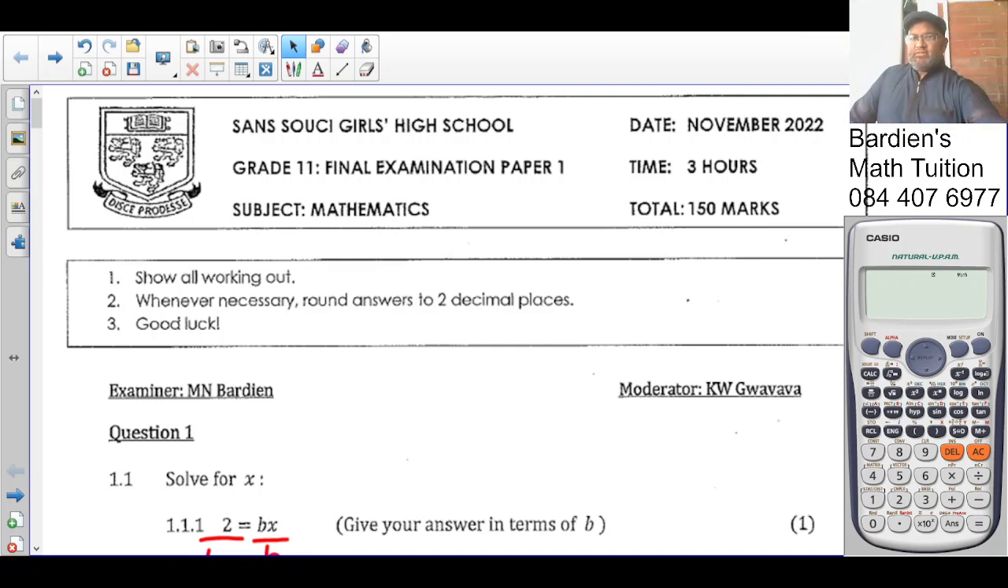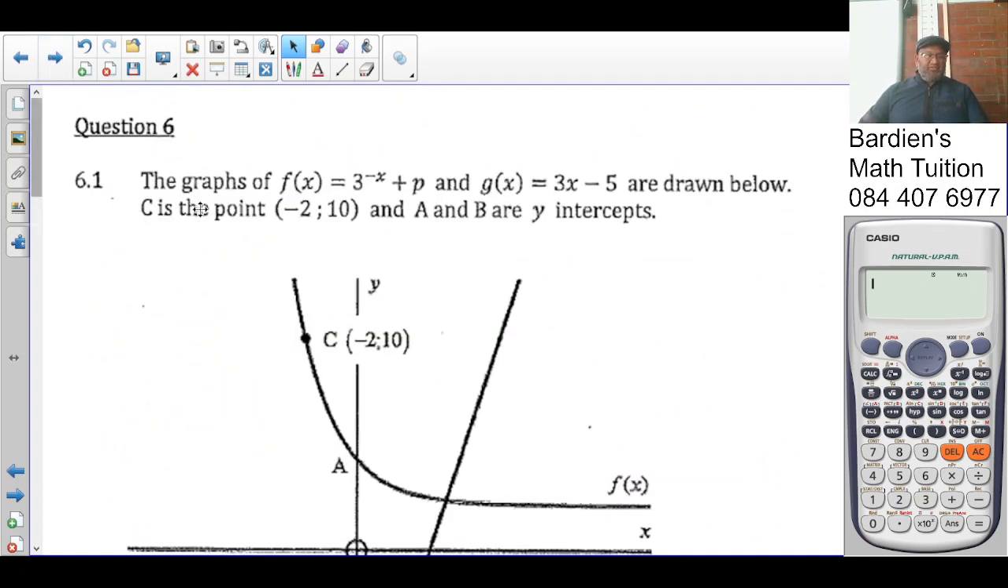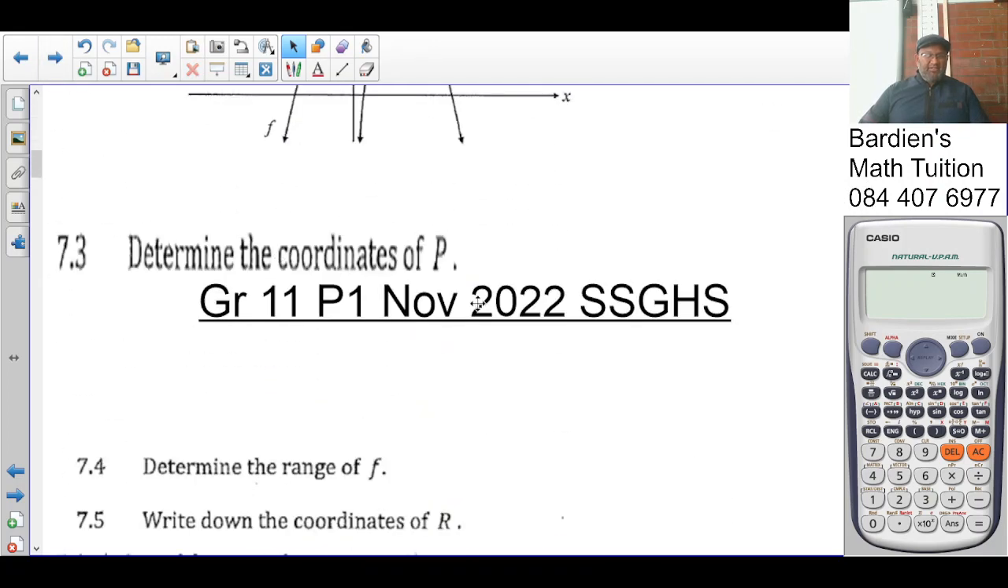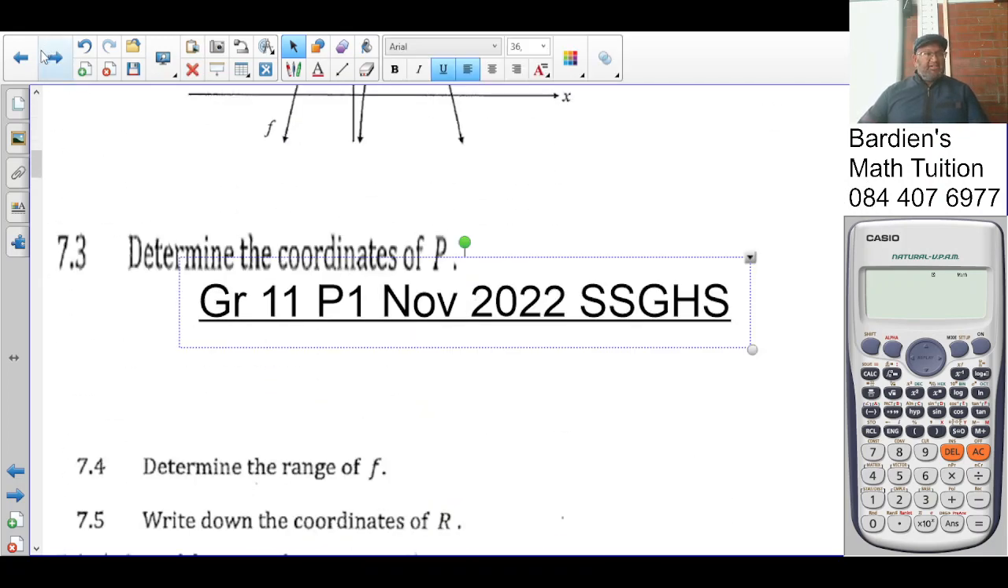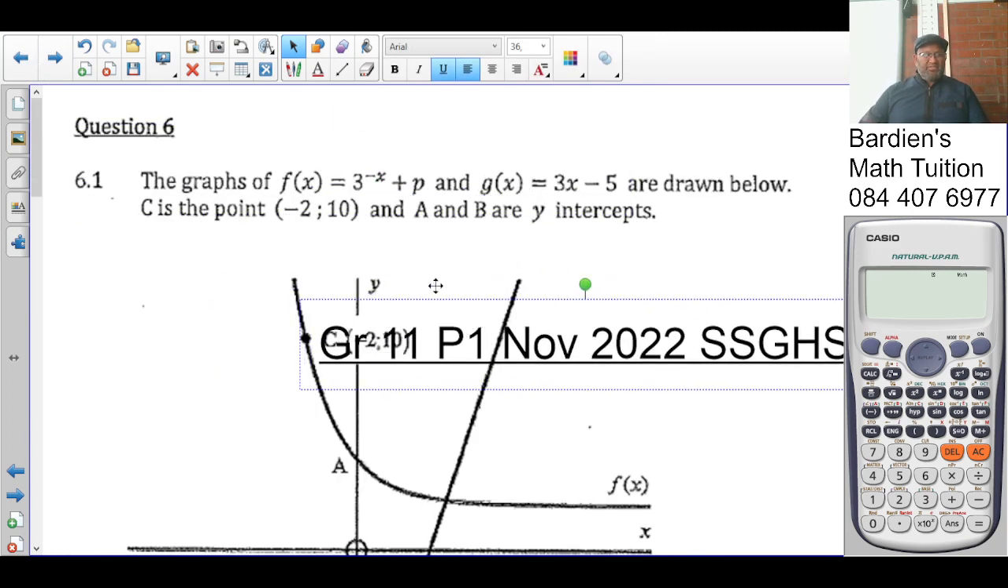Okay, good afternoon, class. So at this point we're looking at the paper you guys wrote last year, which was the November paper 1 of our school of 2022. We got up until the end of question 5, so now we're looking at question 6. So we had the graphs now, question 6.